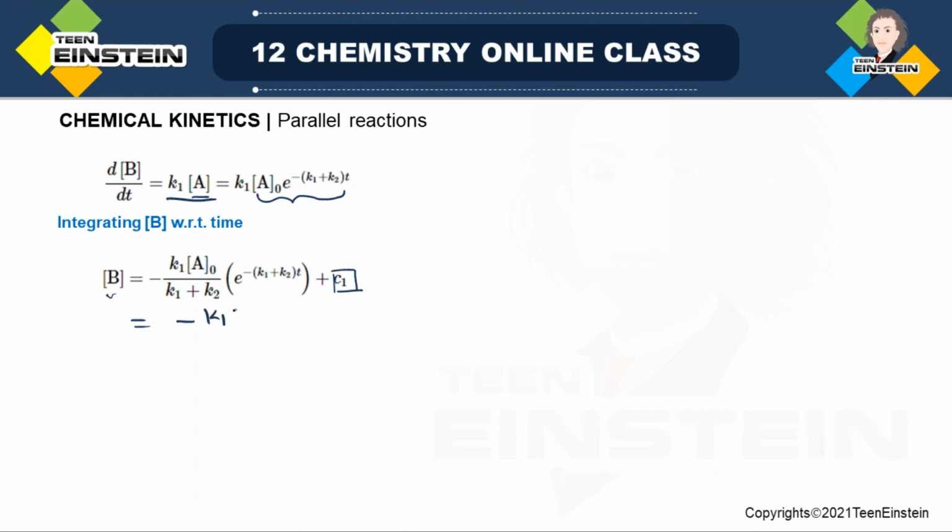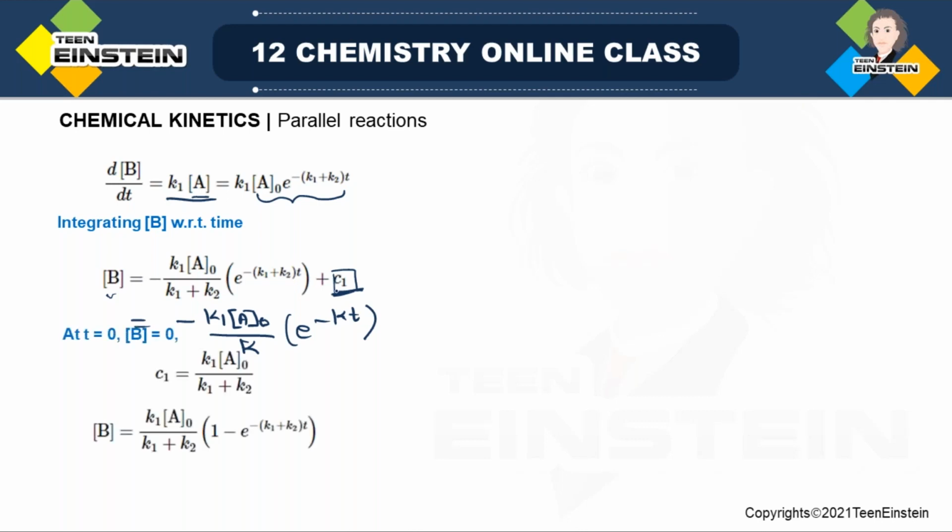You can also write this expression in a simpler way, that is in place of K1 plus K2 I am writing K, e to the power minus Kt. Okay, this is another way you can express. Now this constant that we have obtained after integration, you can find the value of this C1, and how is that possible? Suppose at t equal to 0, that means when time is 0, then obviously the concentration of product B is 0 because initially only A is present.